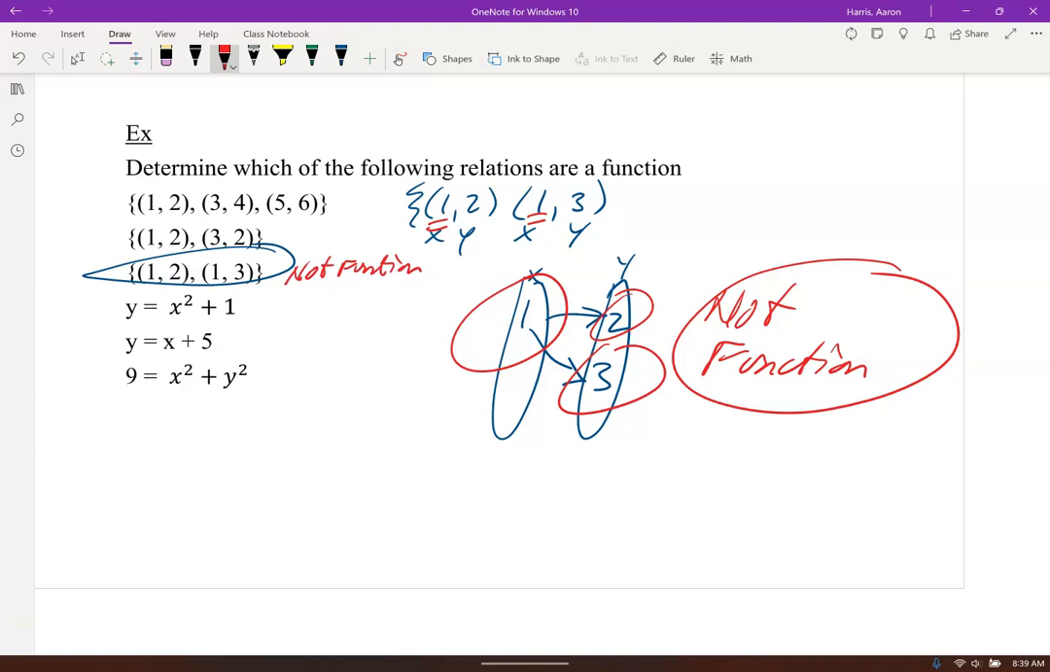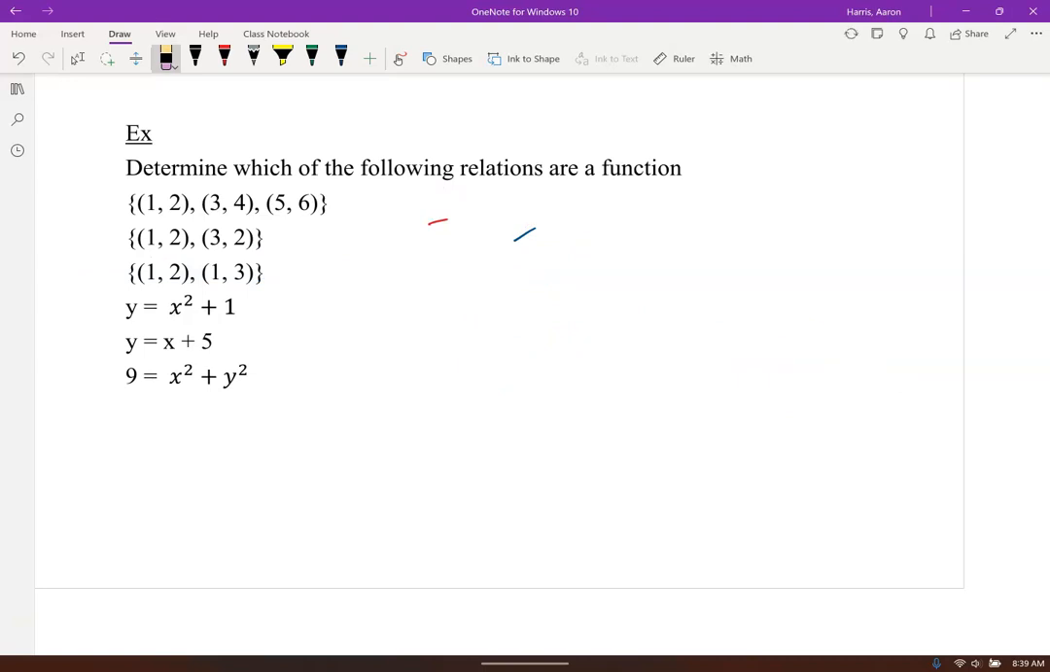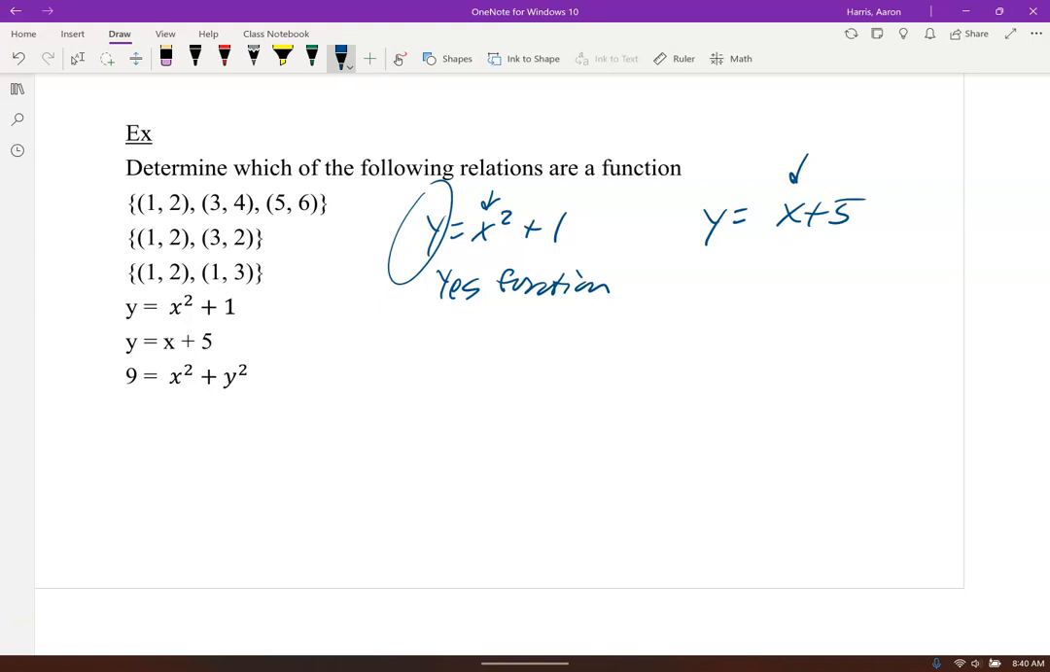Now, algebraically, for that fourth one, y equals x squared plus 1. Let me erase this real quick. Y equals x squared plus 1. So here, if you notice, if I plug anything in for x, it's only going to spit out one y value. Okay, so this will, yes, be a function. Same thing for this one, x plus 5. It doesn't matter what x I plug in, I'm only going to get one y value. So this one, yes, will be a function.